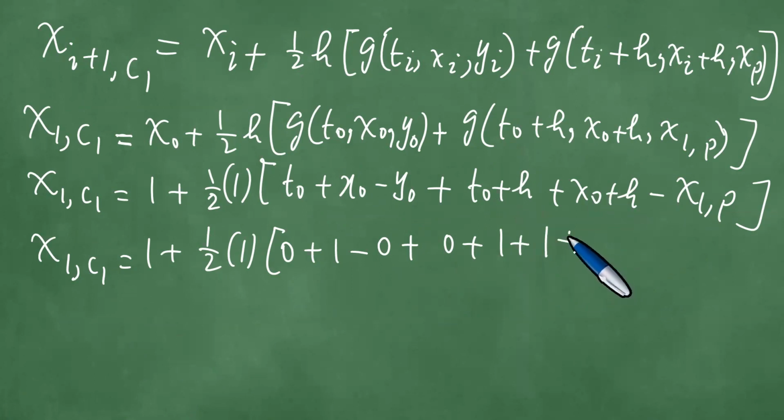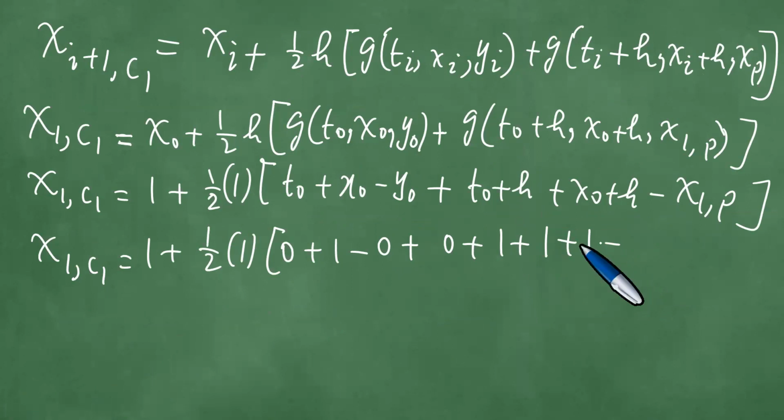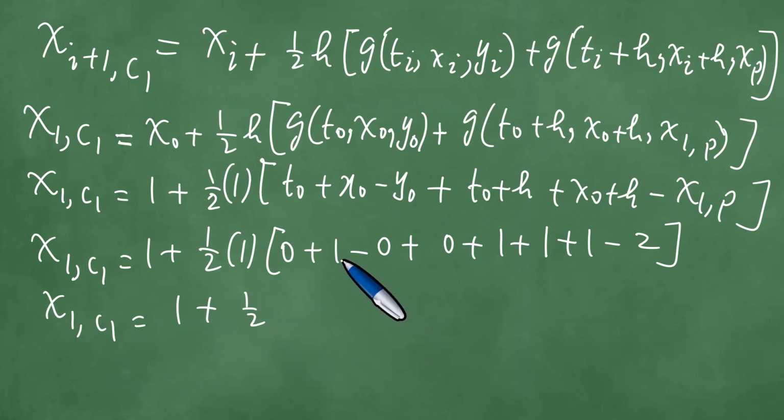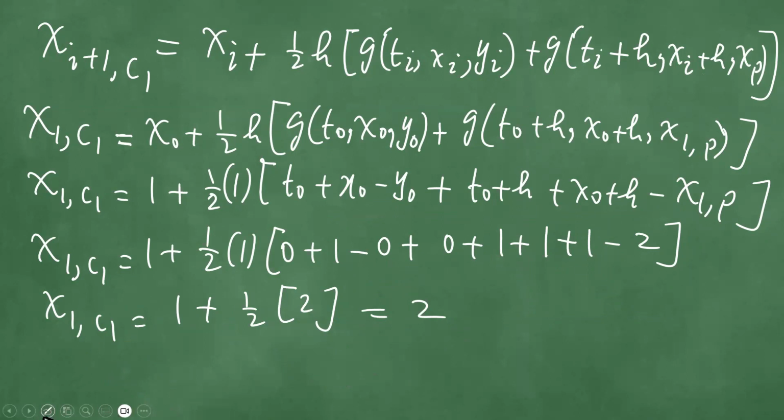Yeah, X0 is 1. Then H is 1. And then what is X1 comma P? It's 2. Let me just make sure. T0 is 0, X0 is 1, Y0 is 0, T0 is 0, H is 1, X0 is 1, H is 1, X is 2. So the first corrector is 1 plus 1/2 of 4 minus 2, which is 2, and this is exactly 2 because it's 1 plus 1. Interesting that it's just the same.